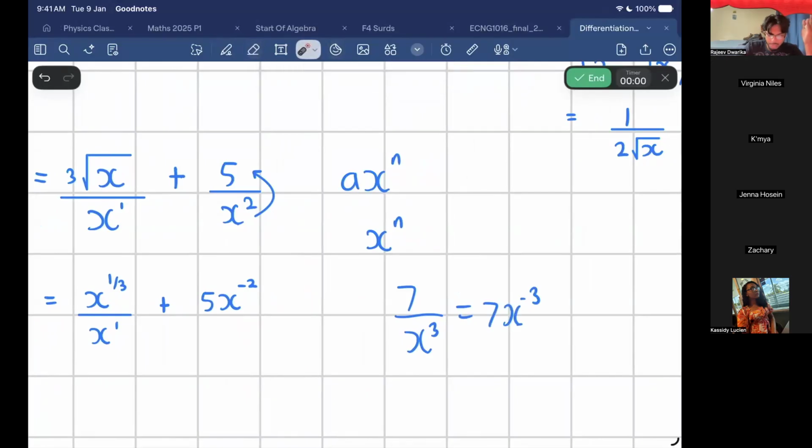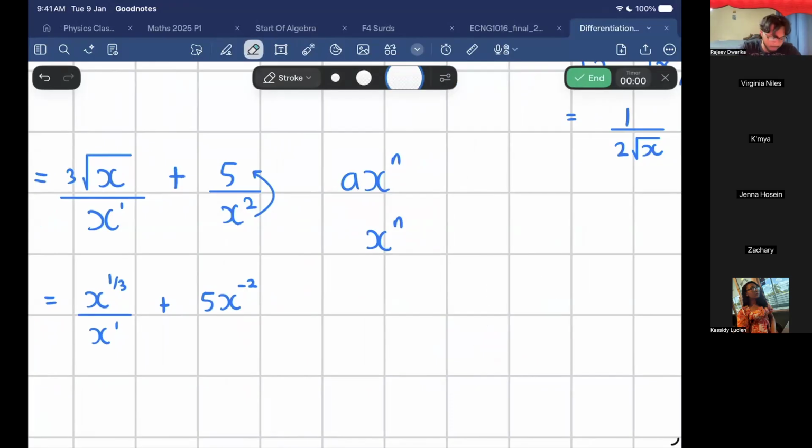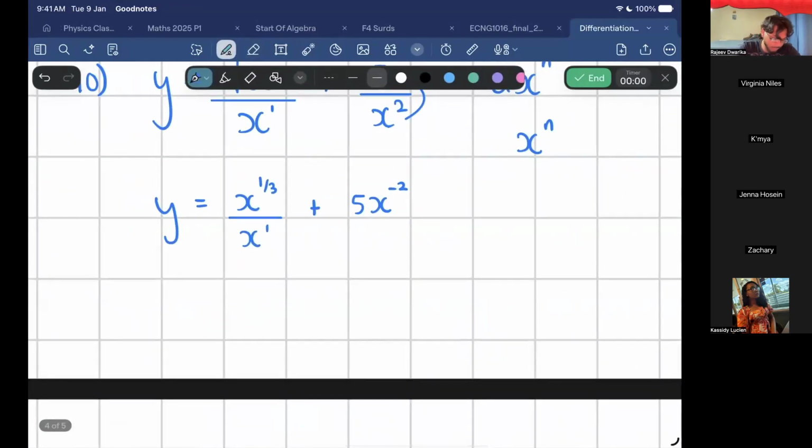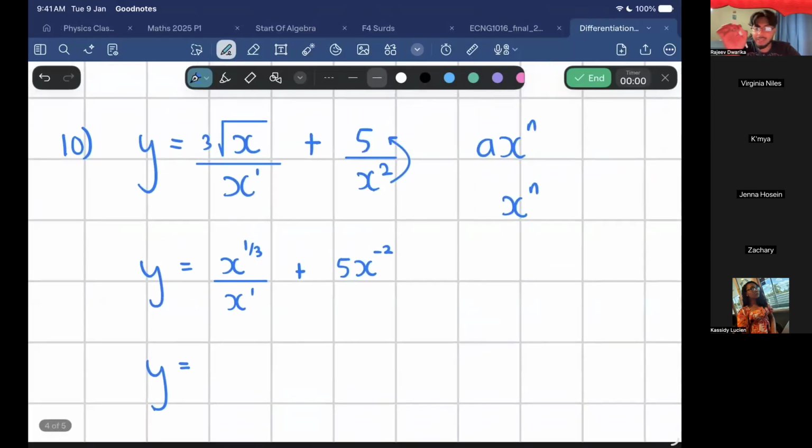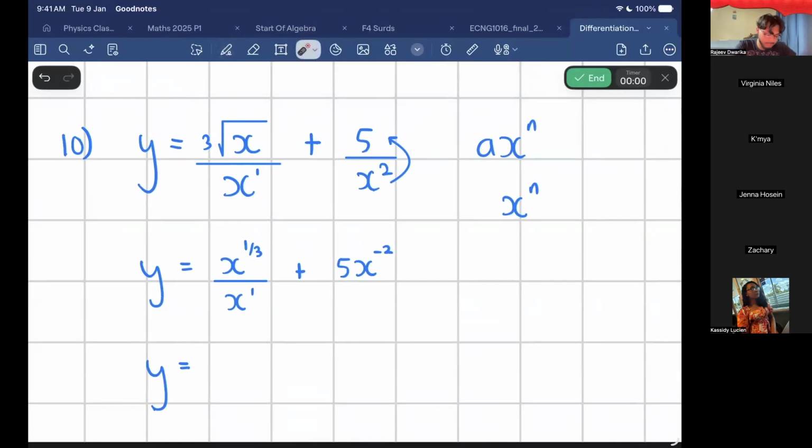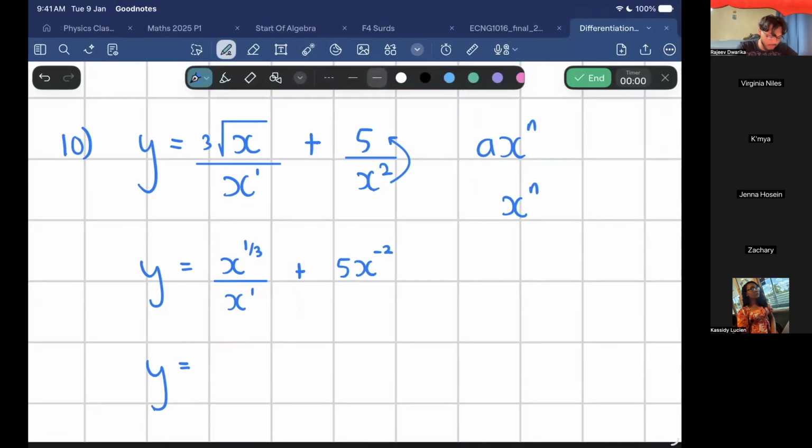And this is in the form ax to the power n, so we could actually differentiate it. Now, at no point in time did I start to differentiate as yet. Kamaya, I did not differentiate anywhere yet. So you see me put dy dx anywhere? No, sir. I did not do that. Virginia, if I have the same base and I'm dividing, what am I going to do with the powers? You would subtract.